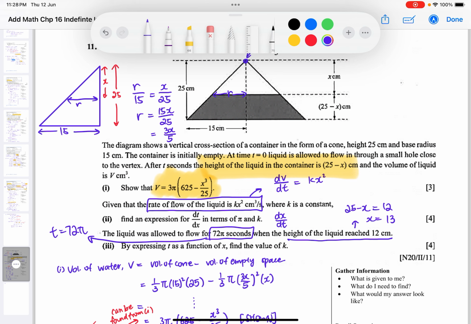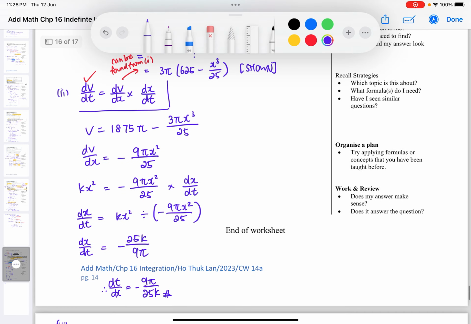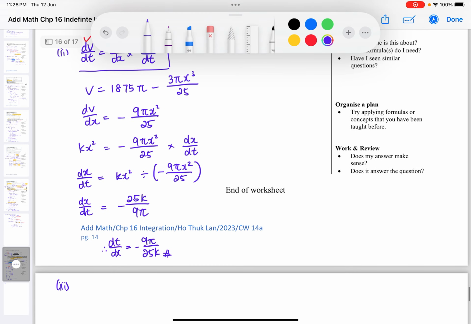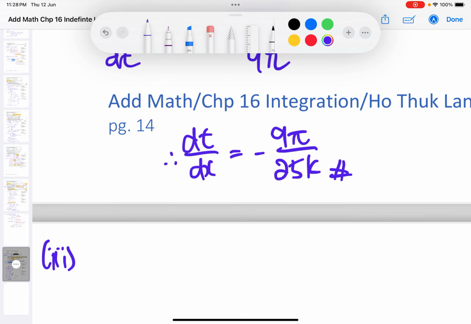Okay, so now the problem is, how do we express t as a function of x? That's the hint given to us in the question, right? By expressing t as a function of x. How? What's given to you in the question, or what have you found in the question that is useful to you? Okay, you don't have to look too far. It's in part 2 of the question, right? dt over dx is given by this expression.